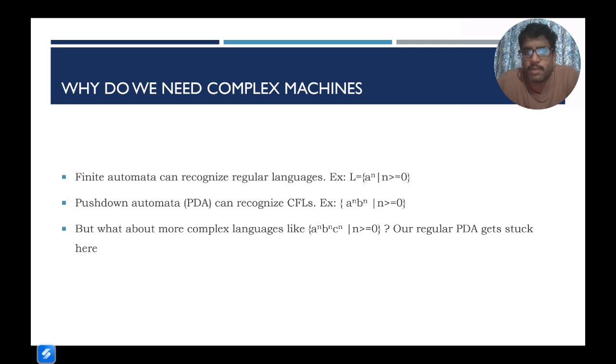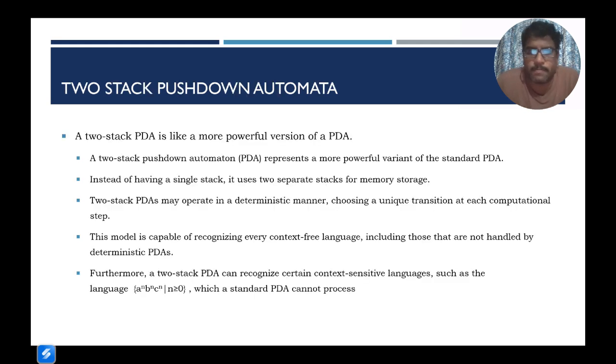Some more complex languages, like a power n, b power n, c power n, n greater than or equal to 0, are where our regular PDA gets stuck. To overcome this type of problem, we need the two-stack pushdown automata. It is a powerful version of a PDA, a more powerful variant of the standard PDA.